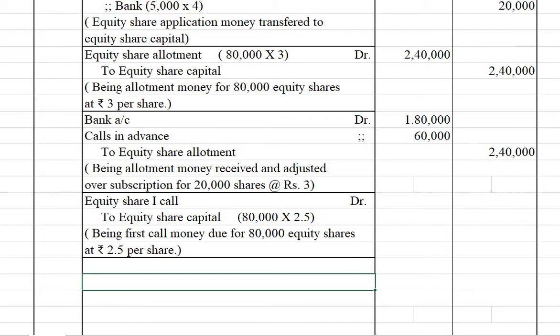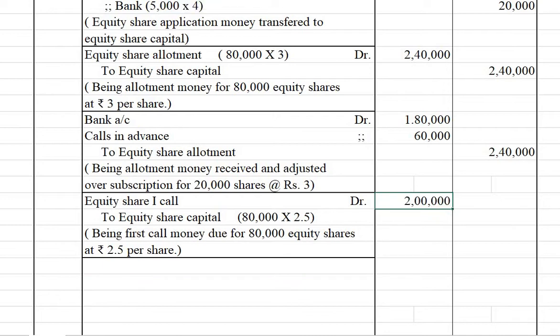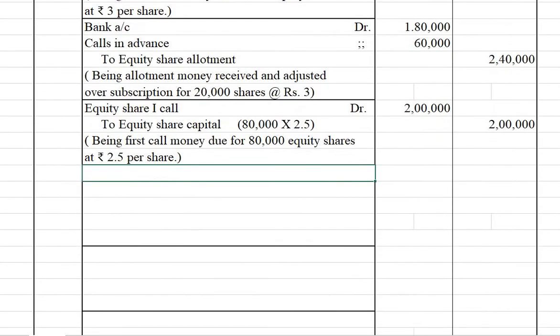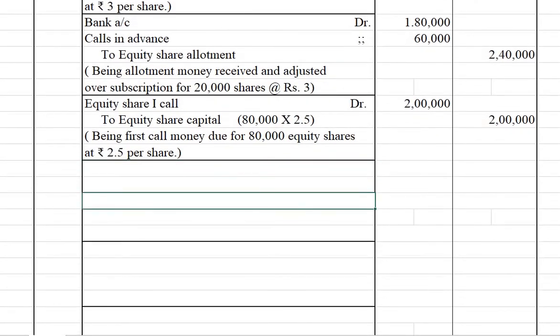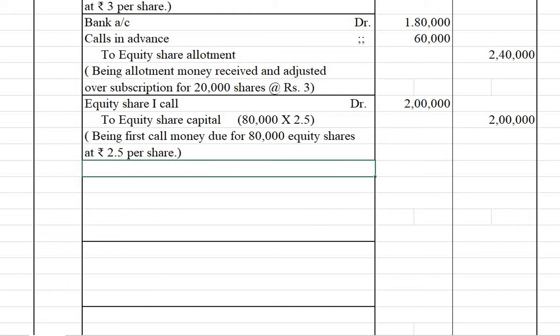That means 80,000 into 2.5 is 2 lakh rupees. So 2 lakh rupees we have to get, number of shares 80,000. Then next, amount received. What is the journal entry? Bank account debtor to equity share first call.